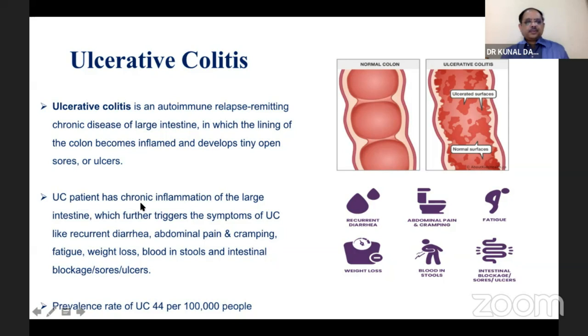An ulcerative colitis patient has chronic inflammation of the large intestine, which further triggers the symptoms of ulcerative colitis, which are recurrent diarrhea, abdominal pain and cramping, fatigue, weight loss, blood in stools, intestinal blockage or sores. The prevalence of ulcerative colitis is around 44 per 1 lakh.